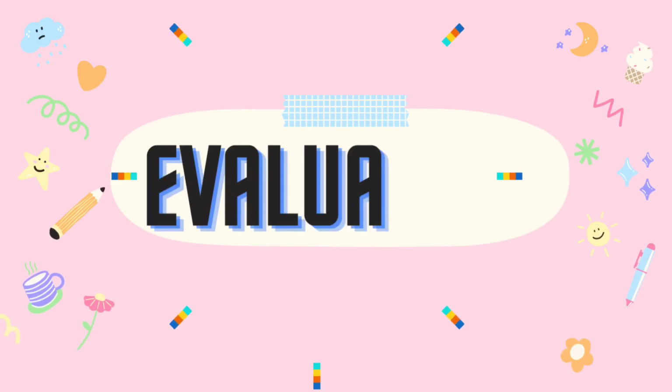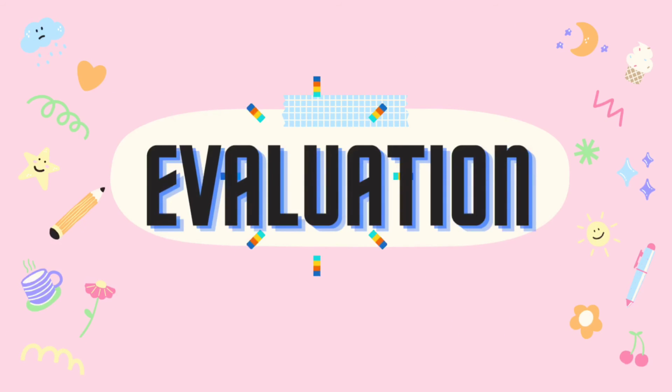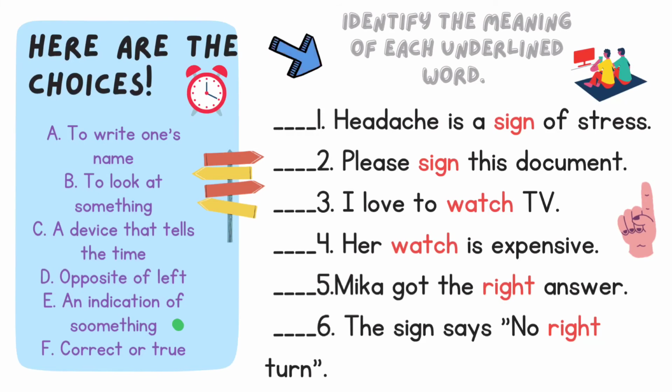Our evaluation, you may get a piece of paper or your notebook together with your pen so that you can answer this activity. You can also pause this video for more time to answer the activity. Identify the meaning of each highlighted word. The choices are on the left side. Just write your answer before the number.